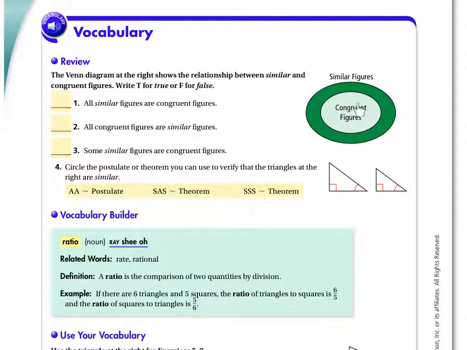But every congruent figure, meaning same size, same shape, is considered similar because it matches the definition of similar, meaning that corresponding angles are congruent and corresponding sides are proportional, because congruent figures' corresponding sides would be 1:1. And so let's answer these questions here.